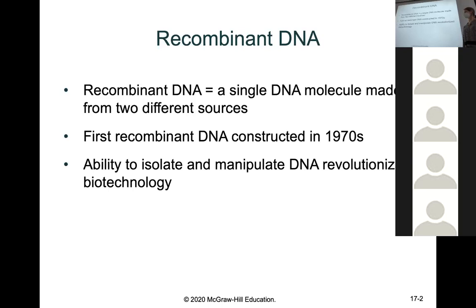So why do we do this? There's a number of different reasons that I'll talk about, but it allows us to isolate and manipulate DNA. So you can figure out what a specific gene does if you take it out of one organism and put it in another and see what effect it has. That's a very simplified version of it, but it totally revolutionized biotechnology. It changed everything.